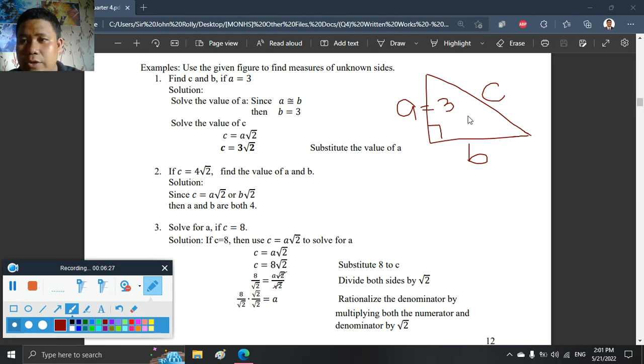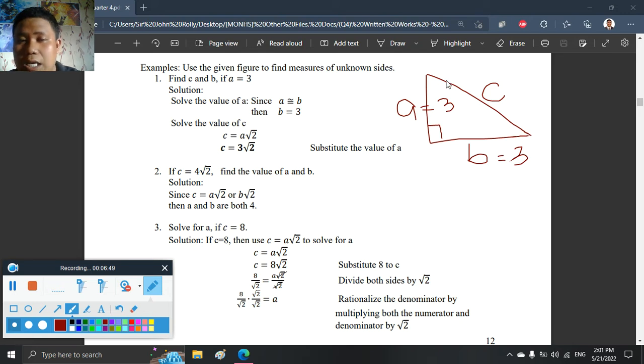Okay? So, if A equals 3, then B equals 3 also. Okay? Because, balik ta sa rule sa 45, 45, 90, kung unsay sukod sa A, mao pod ang sukod sa B. If A equals 3, B is also 3. Okay? Solve for the value of C.